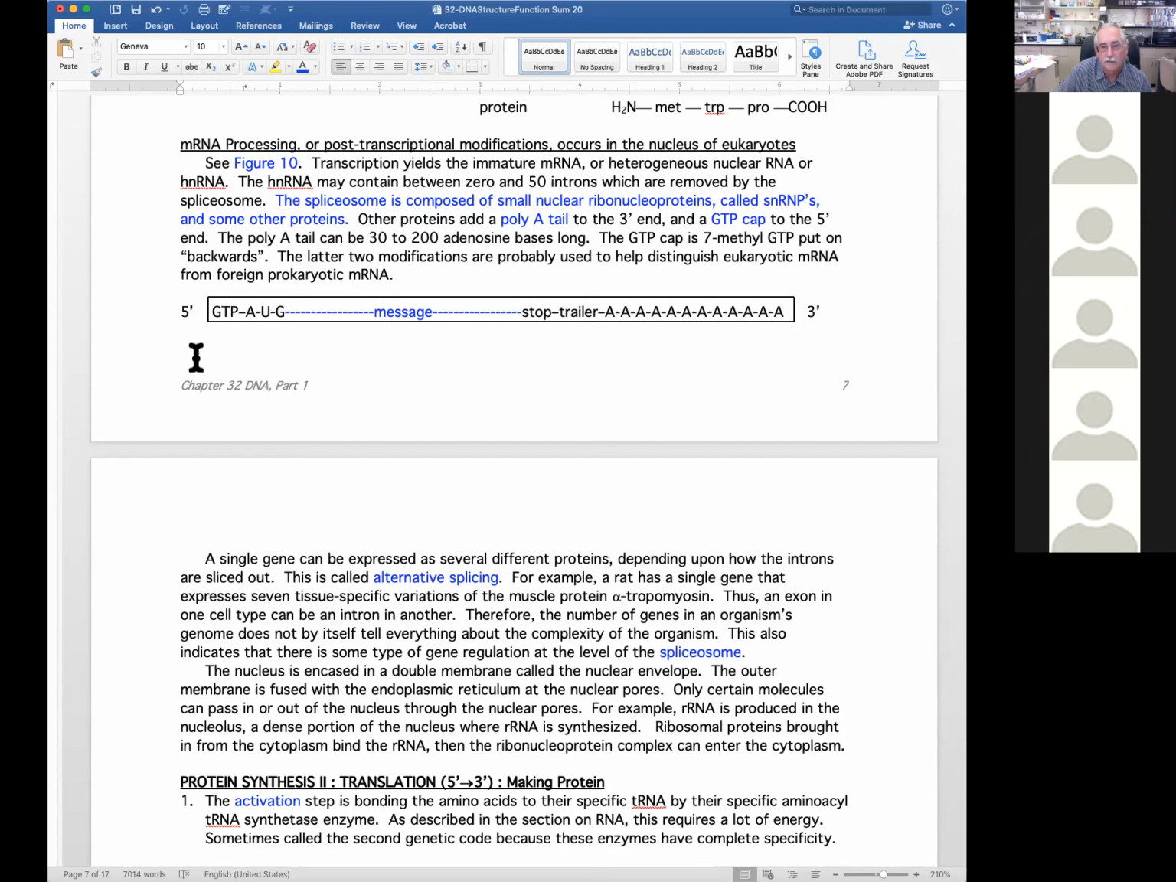And if you had a prokaryote messenger RNA, you might have AUG. Matter of fact, you would, but you wouldn't have that cap, and you wouldn't have the trailer on there.